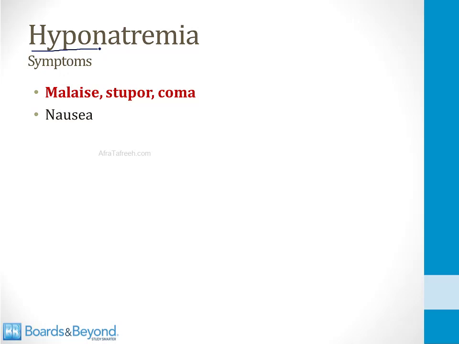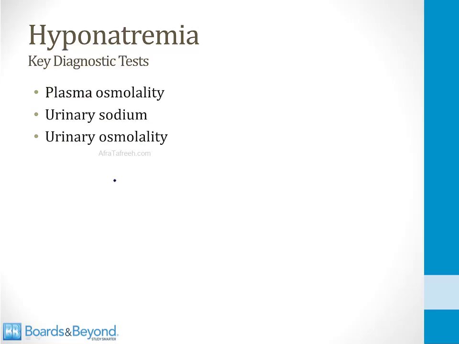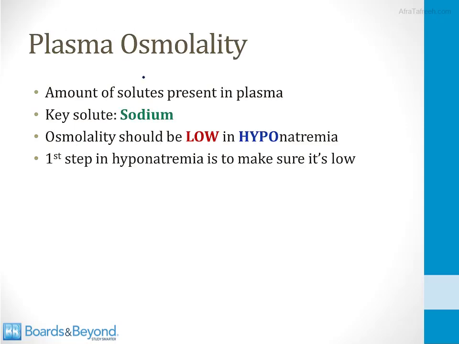So first of all, let's talk about the symptoms. And as I said on the last slide, when you have hyponatremia, fluid will move into tissues and the brain will swell, and that leads to the symptoms like malaise, stupor, and coma, and nausea as well. There are three key diagnostic tests that are important for all sodium disorders, but especially hyponatremia, and we're going to talk about all of these in the next few slides. The first one is the plasma osmolality, the second is the urinary sodium level, and the third is the urinary osmolality.